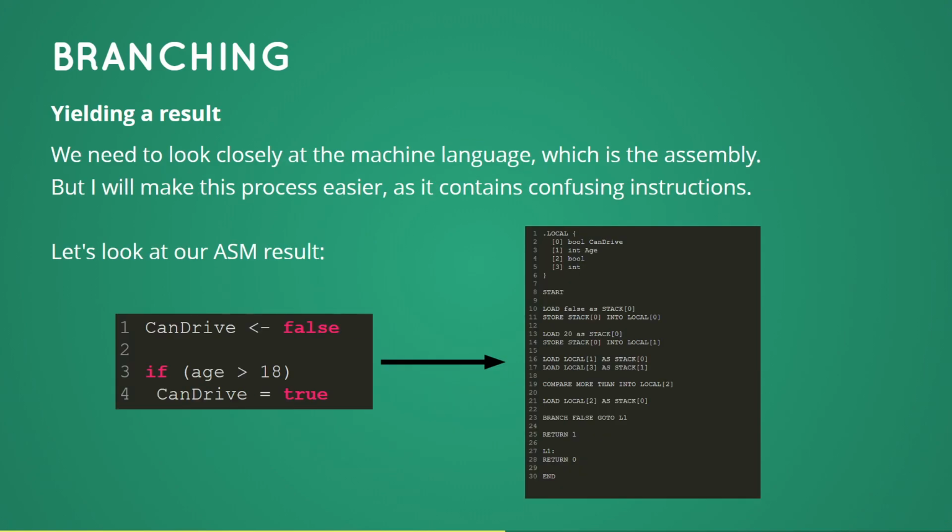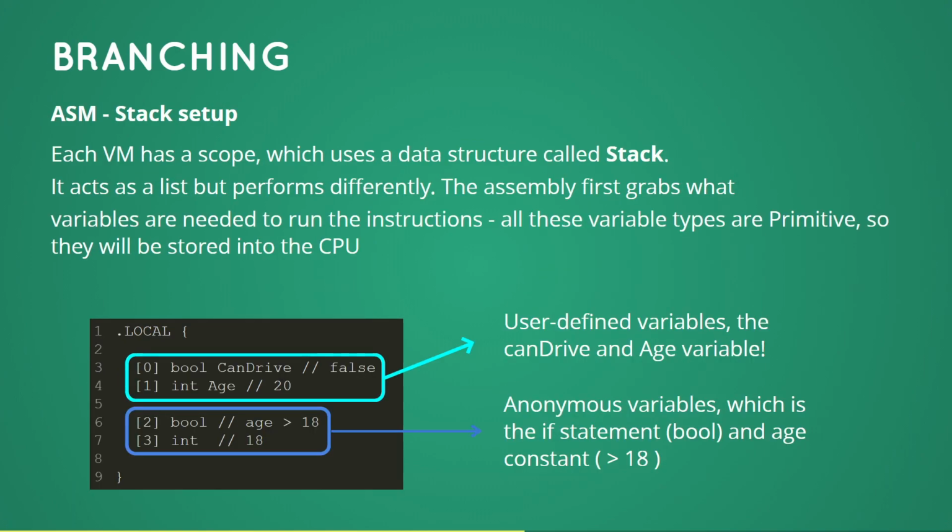But we need to look closely at machine language. The closest we can do this is assembly. But let's simplify how it works. These simple 3 lines will typically be generated into assembly language or an upper language, written to the far right side here. But this is simplified because not everyone knows how instructions work unless you spend time on it. Each virtual machine has a scope, which uses a data structure called a stack. It acts like a list, but it performs differently.